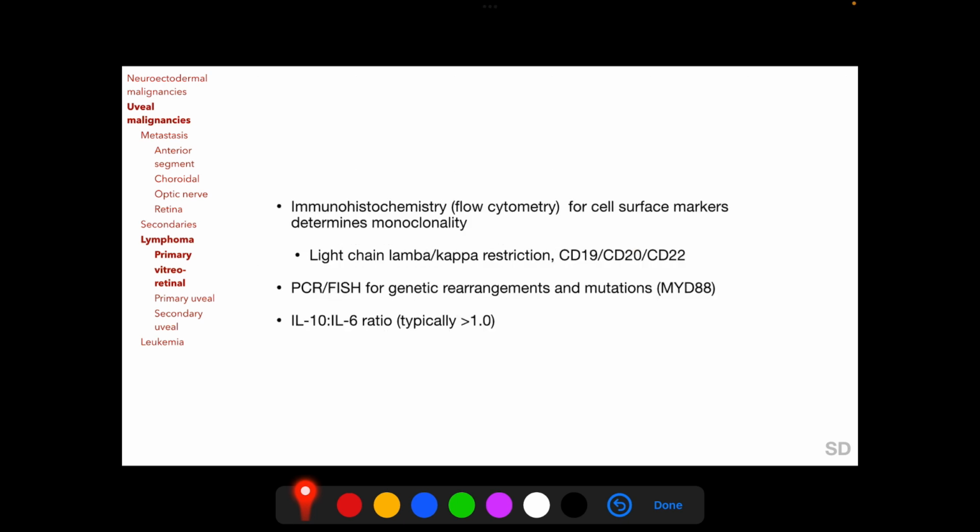Other tests which can be done with the diagnostic vitrectomy aspirate include immunohistochemistry with flow cytometry to study cell surface markers to determine monoclonality of the aspirate, and we can determine light chain restriction in the form of expression of either lambda light chains or kappa light chains in the majority of cells in the aspirate, and in the form of expression of either CD19, CD20 or CD22 in the majority of cells in the aspirate. Genetic studies with PCR or FISH can help us to identify genetic rearrangements and mutations, such as mutations in the MYD88 gene in PVRL. And in PVRL, the ratio of interleukin 10 to interleukin 6 is typically more than 1. Interleukin 6 secretion predominates in inflammatory lesions, and interleukin 10 secretion predominates in neoplastic lesions.